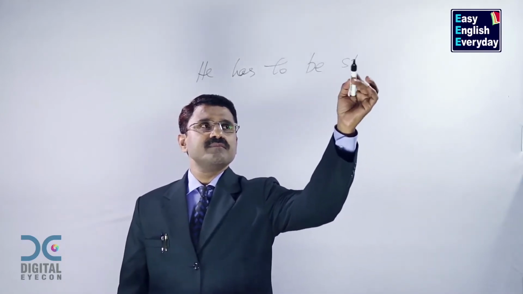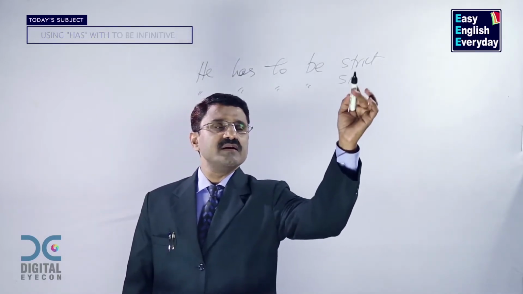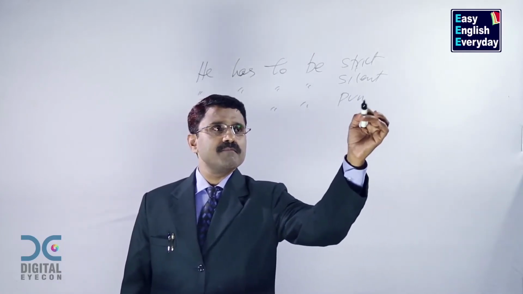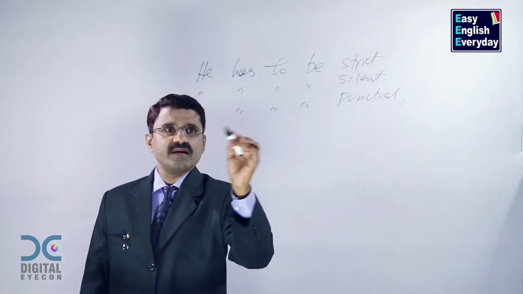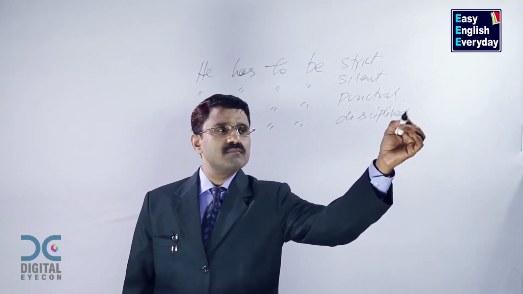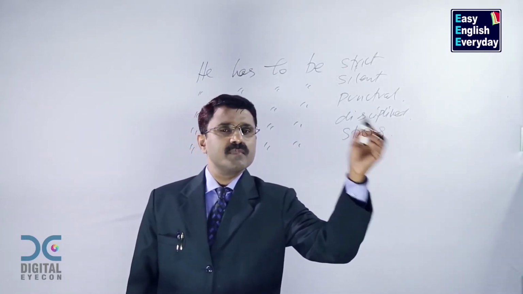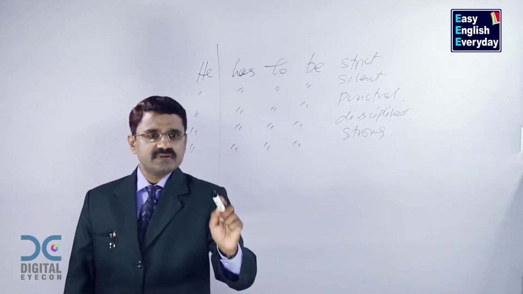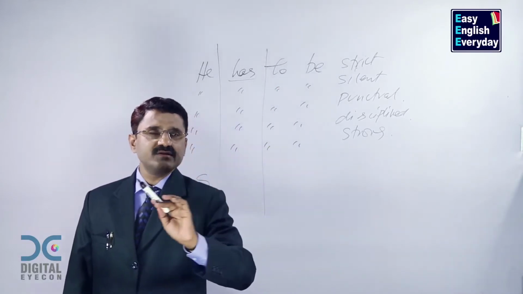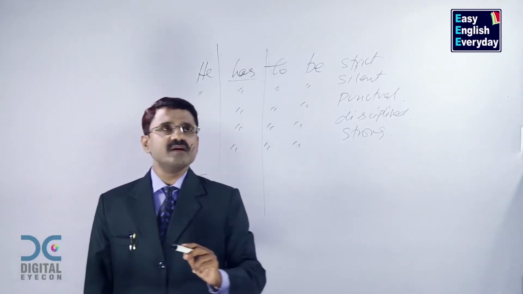He has to be strict. He has to be silent. He has to be punctual. He has to be disciplined. He has to be strong. Now here, this is called subject, and we are taking has. As I have already told you just now, you can use it with he, she, it, and any singular person.